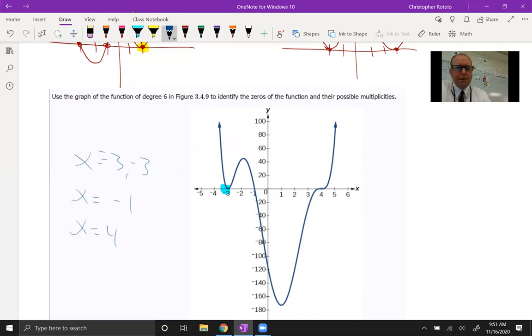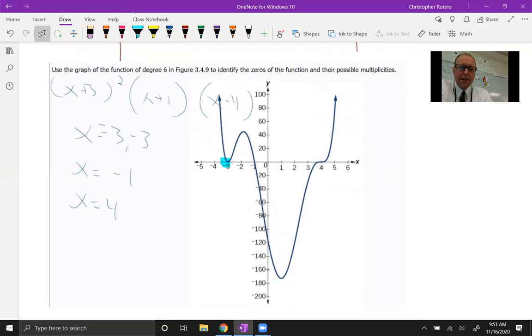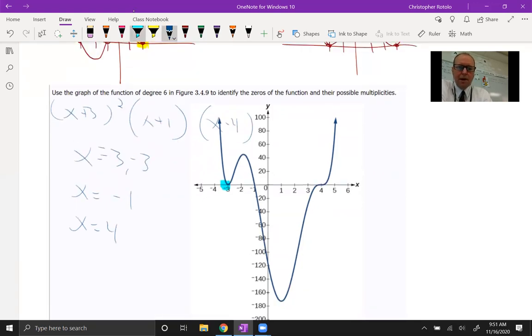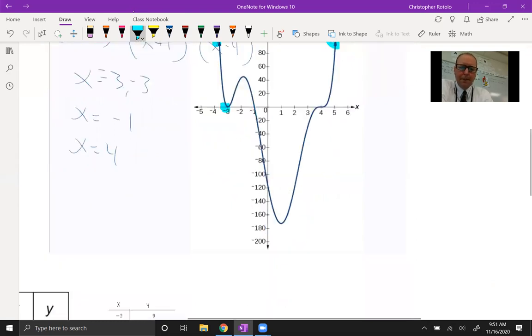So we could build it backwards, right? I'm going to say x plus 3 has to be squared, x plus 1, because that's negative, is to the first power, and x minus 4 is also to the first power. It does have the end behavior to make that happen, right? That it is going to be up and up. So that would be a 4th degree where everything stayed positive. So we can write those zeros that way.